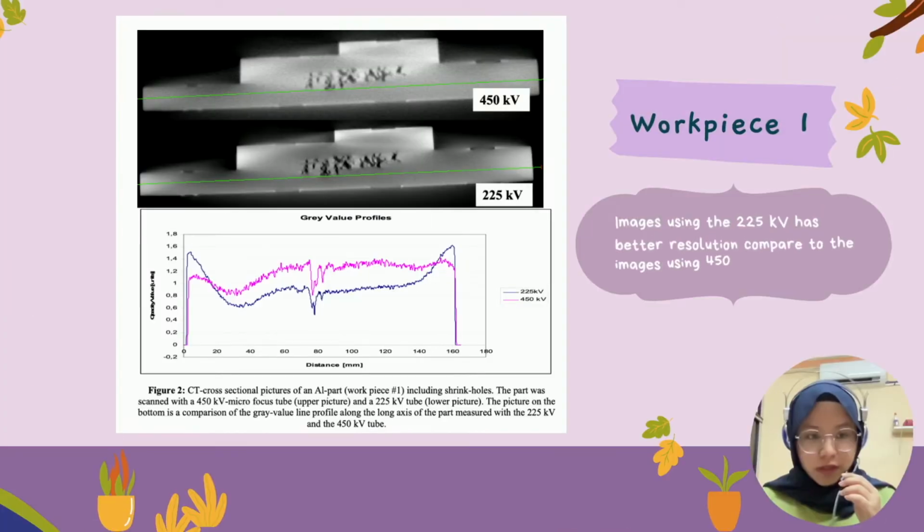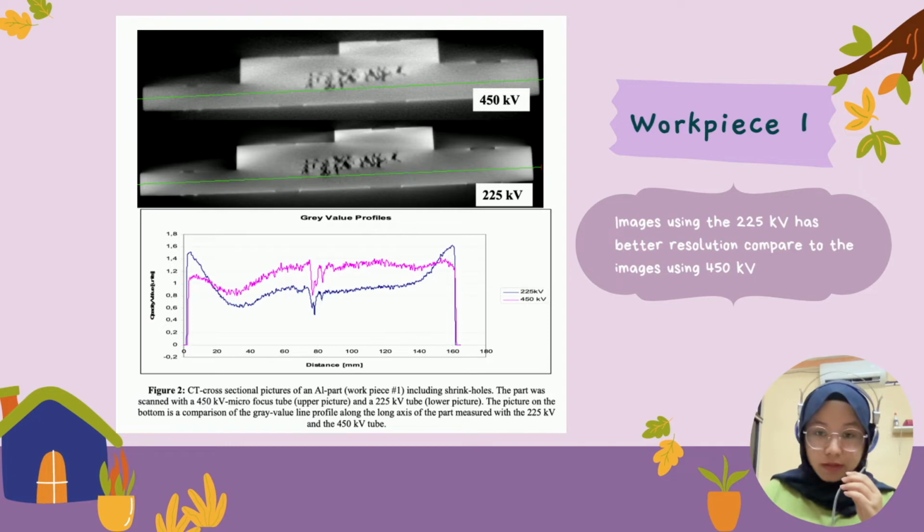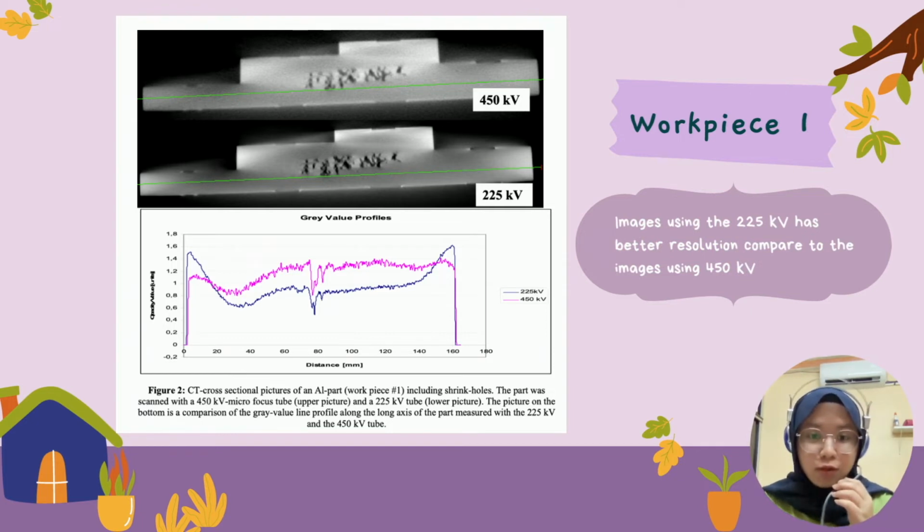Right, so moving on to workpiece number 1. This figure shows the 3D CT result, which is focused on cross-sectional images, and the graph below the picture is a gray value profile along the long axis of the aluminium component, which is workpiece number 1. They were obtained by using the 225 kV and 450 kV tubes. The aluminium part has a rather simple geometry, consisting of a series of steps and a few air pores embedded into the material.